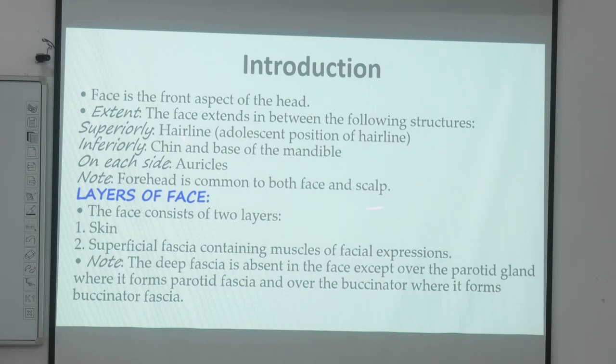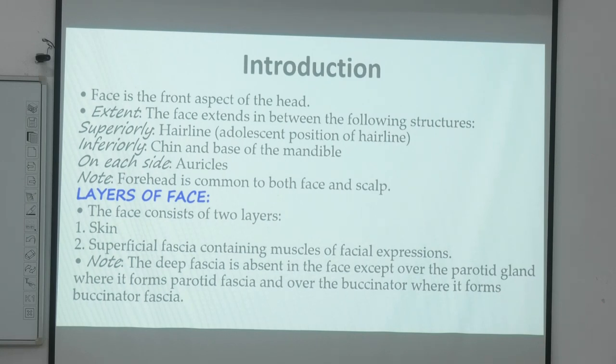Now, layers of the face. The face consists of two layers: skin and superficial fascia, which contains the muscles of facial expression. Okay, we will discuss this in detail. The deep fascia is absent. This point is very, very important. Deep fascia is absent in the face.